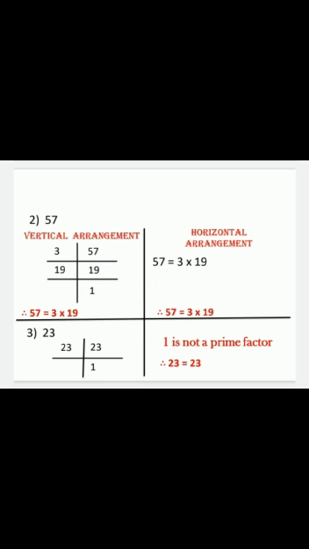Second sum 57. In vertical arrangement, 3 into 19. 19 ones are. Therefore 57 is equal to 3 into 19. Horizontal arrangement, 57 is equal to 3 into 19. Therefore the prime factors of 57 is 3 into 19. The third sum, that is 23. In vertical arrangement, 23 ones are. 1 is not a prime factor. So 23 is equal to 23.